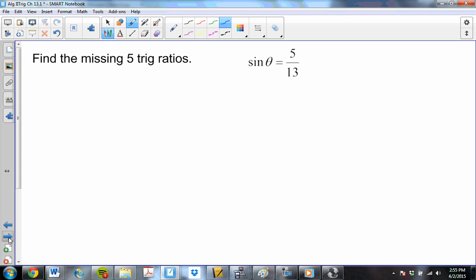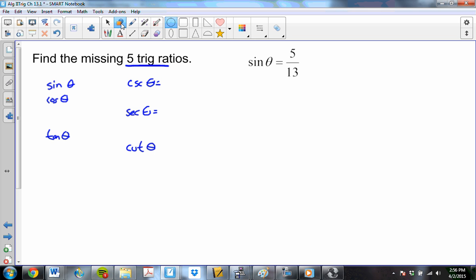So suppose I had some trig ratio, like the sine of theta was 5 over 13. Well, there are now 5 other trig ratios I need to work with. I always have sine, cosine, and tangent. I'm going to give myself more space. And then I also have cosecant, secant, and cotangent. I can find all 6 of these trig ratios knowing only the sine of theta is 5/13. And let me show what I mean by this.